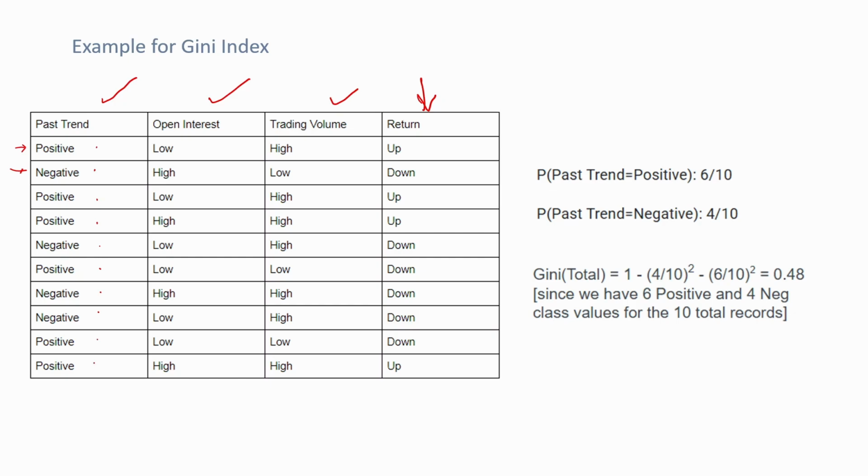Out of that, 6 are positive: 1, 2, 3, 4, 5, 6. So for past trend positive, the probability is 6 by 10, and for past trend negative, the probability is 4 by 10. So the Gini index of the total is 1 minus 4 by 10 whole squared minus 6 by 10 whole squared, that is 0.48, since we have 6 positive and 4 negative classes for 10 total records.